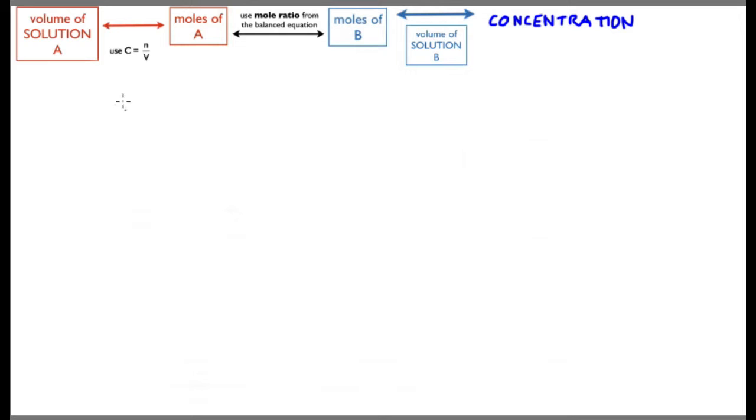Okay, so let's just check I've got that right. We've got volume of solution using concentration to get moles, and moles molar ratio to get moles of the other reactant, and then we're going to use the volume of solution to find the concentration.